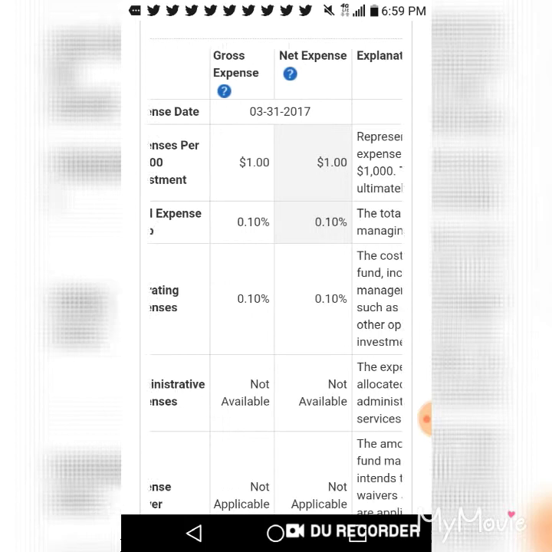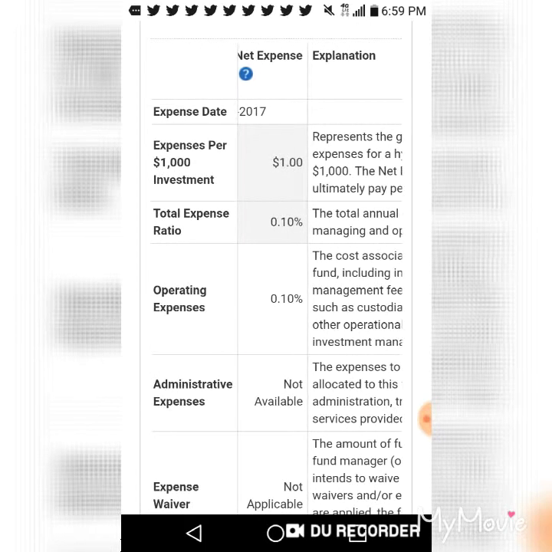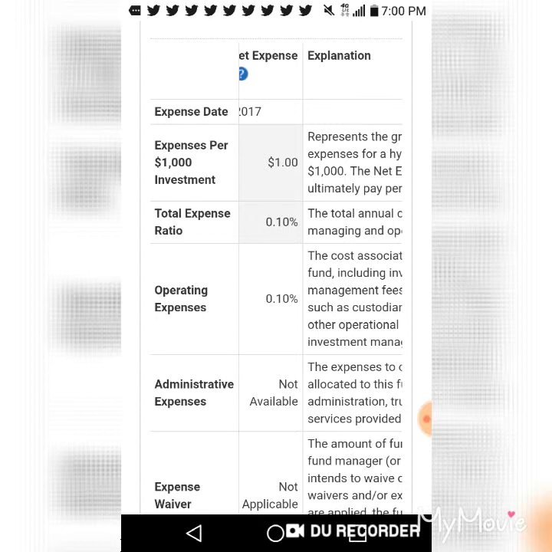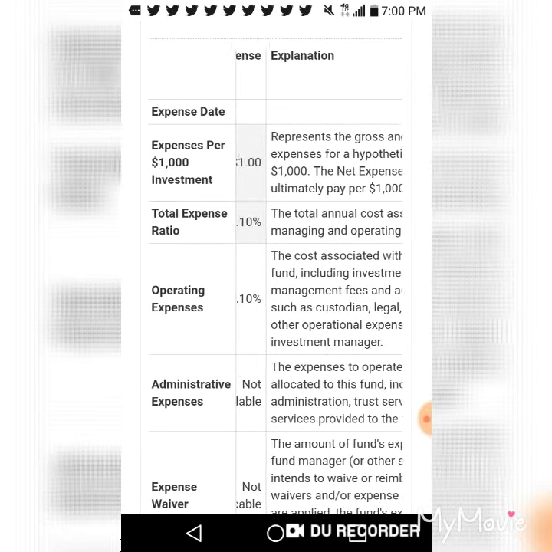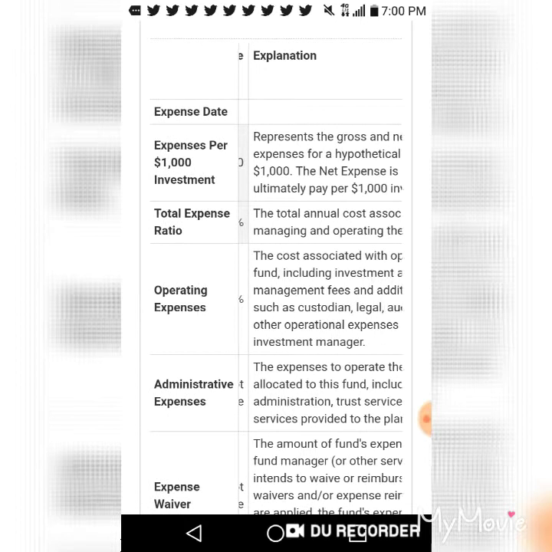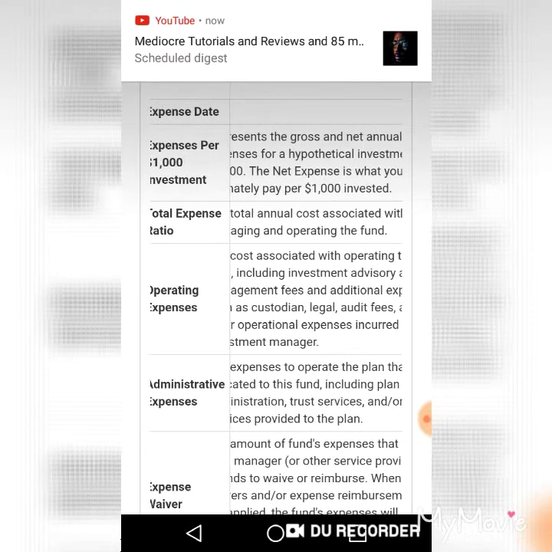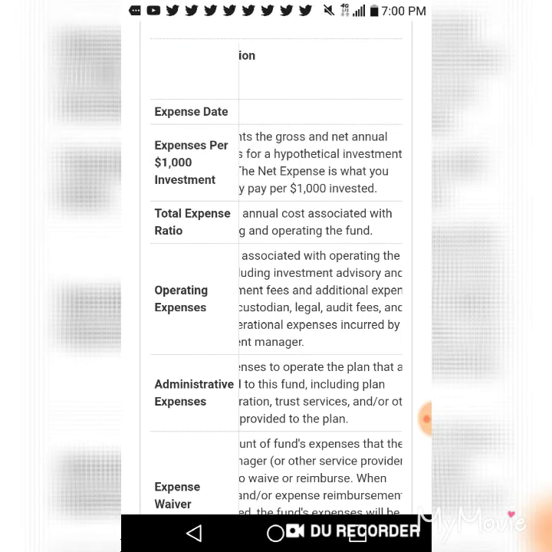The total expense ratio is 0.10. So that's your fee. So let's see, it looks like you pay $1 worth of expenses for every $1,000 that you have invested. So please take your time to read over all these different explanations.